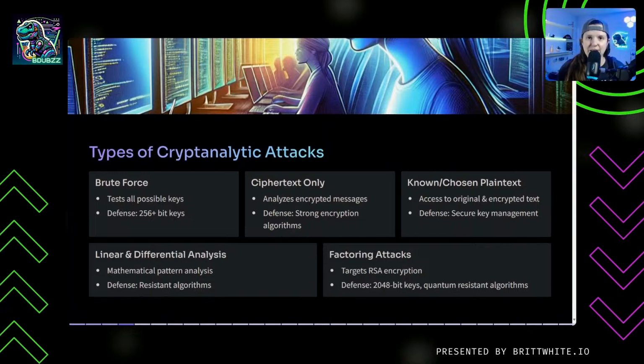And finally, factoring attacks. They target the RSA encryption by trying to factor huge prime numbers. These are extremely difficult with our current computers, but quantum computers could change this dramatically. The defense is to use sufficiently large prime numbers when generating your keys, typically resulting in key lengths of 2048 bits or greater, and to consider implementing quantum-resistant algorithms when they become available. The key takeaway here is that different attacks require different resources and expertise. Understanding these helps us choose appropriate countermeasures and encryption methods.